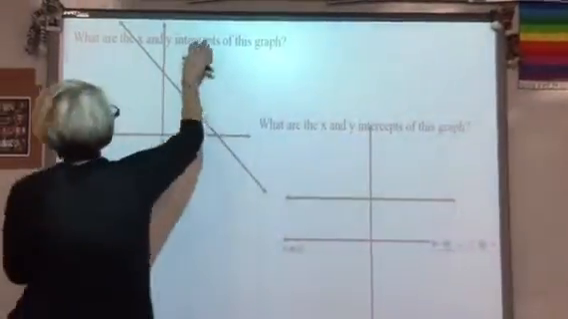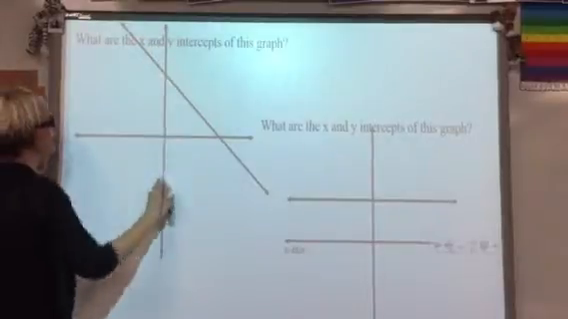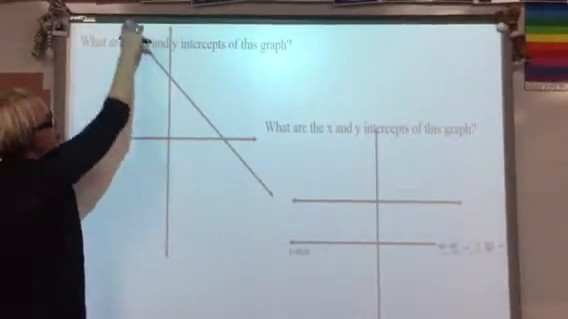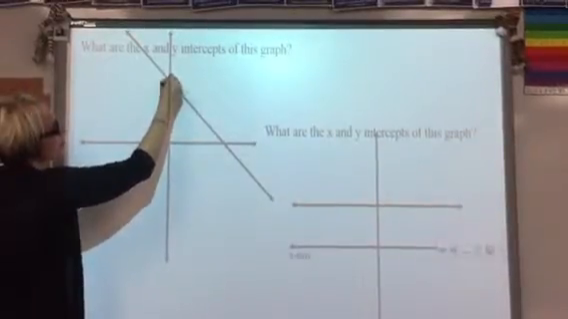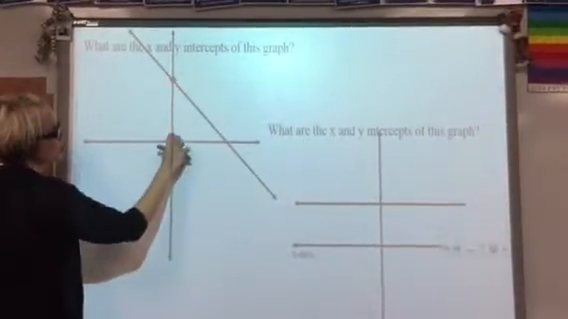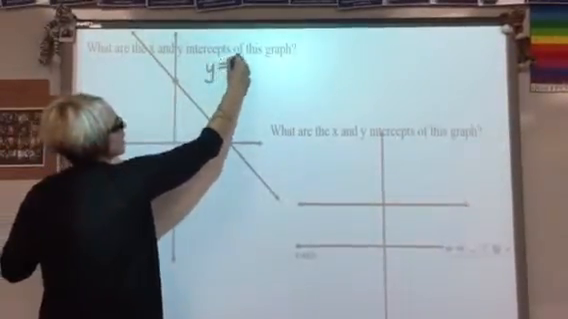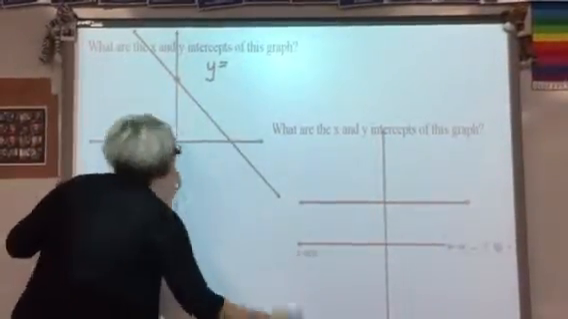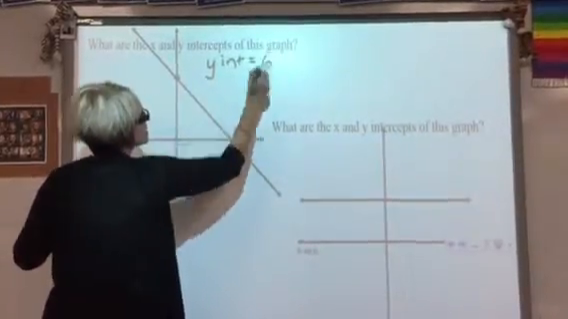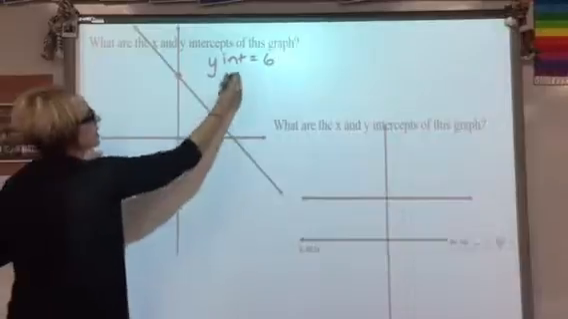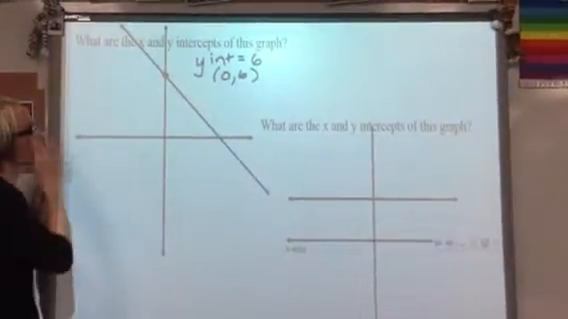So x and y intercepts. This is the y-axis. Where is this line here crossing the y-axis? It would be at this point here. So you count 1, 2, 3, 4, 5, 6. The y-intercept is 6. Or you could actually put the coordinate here, which would be 0, 6. Either one is fine for y-intercept.